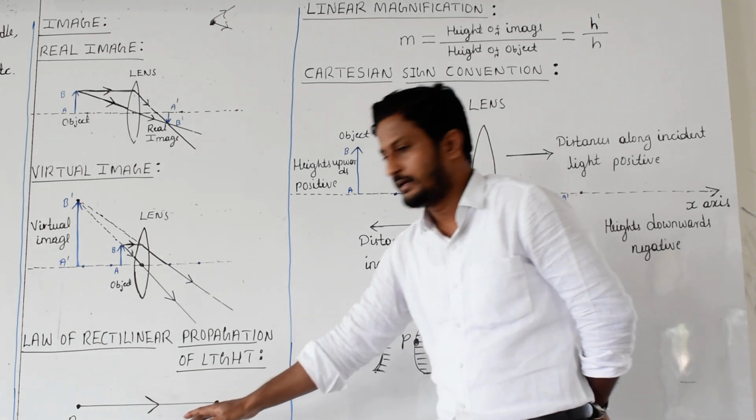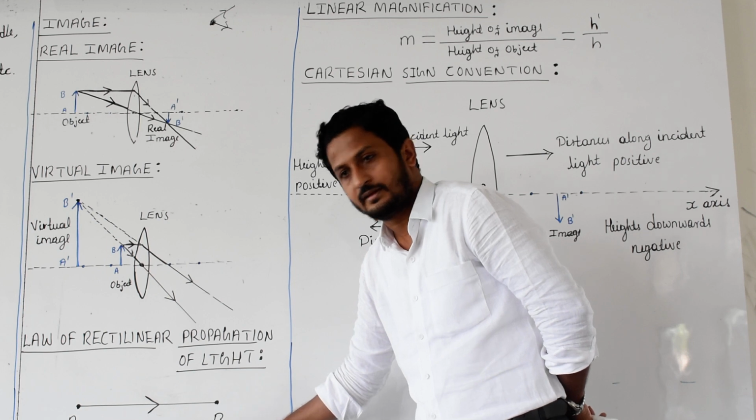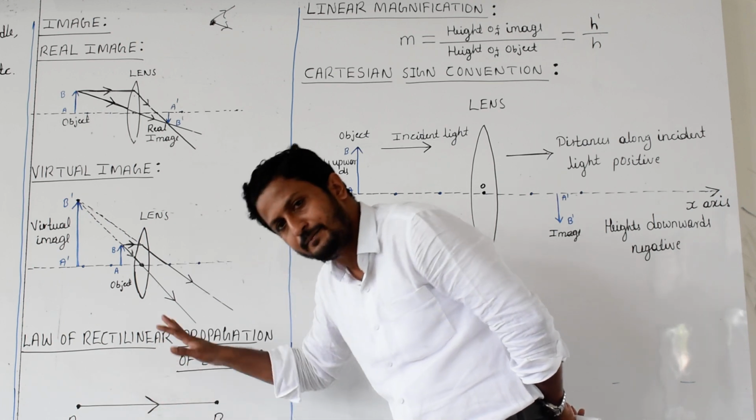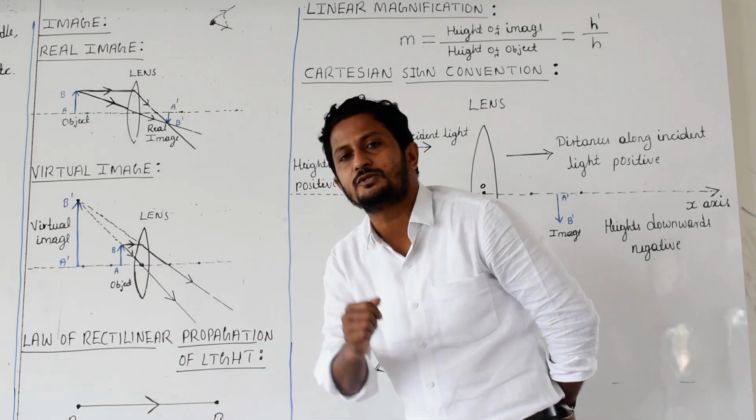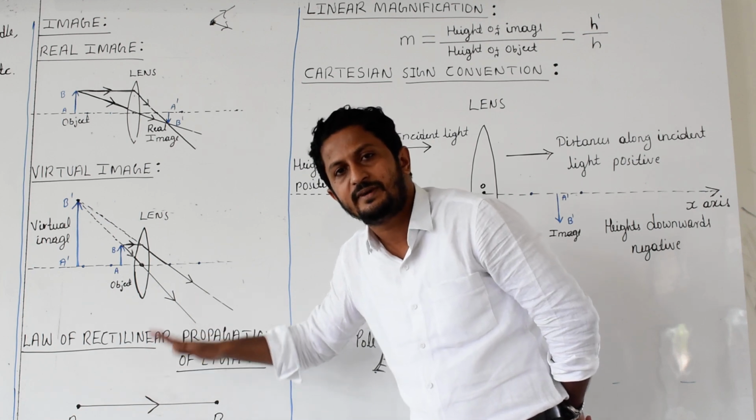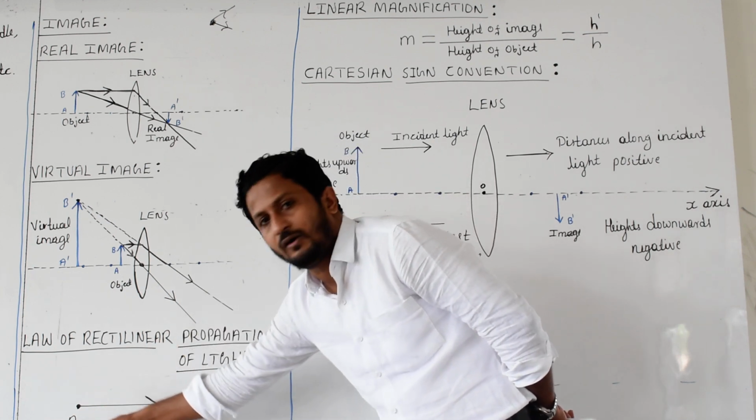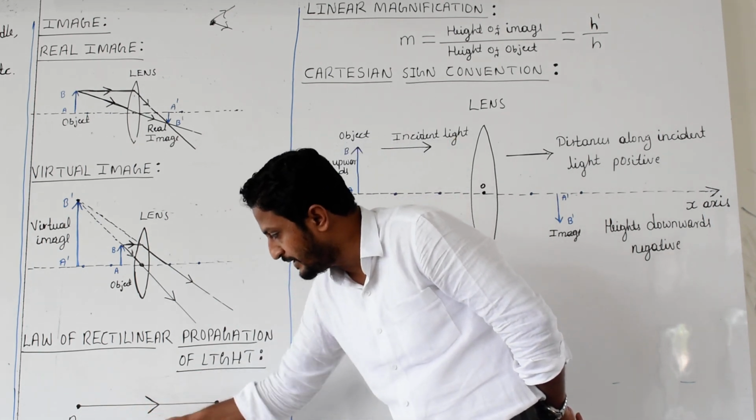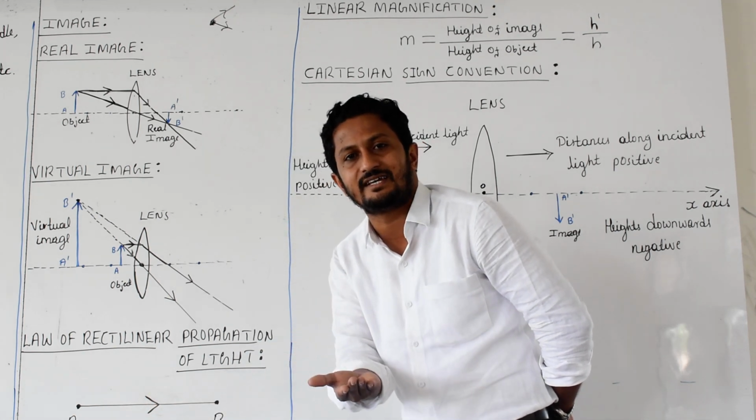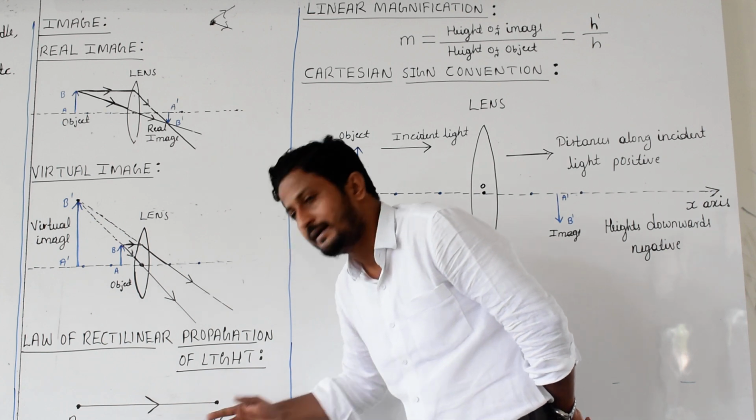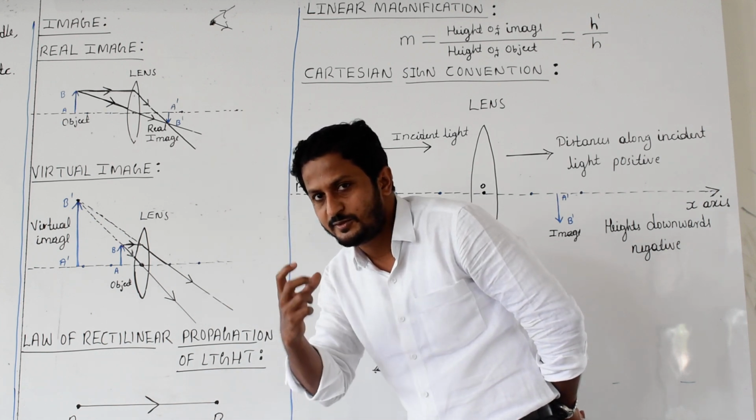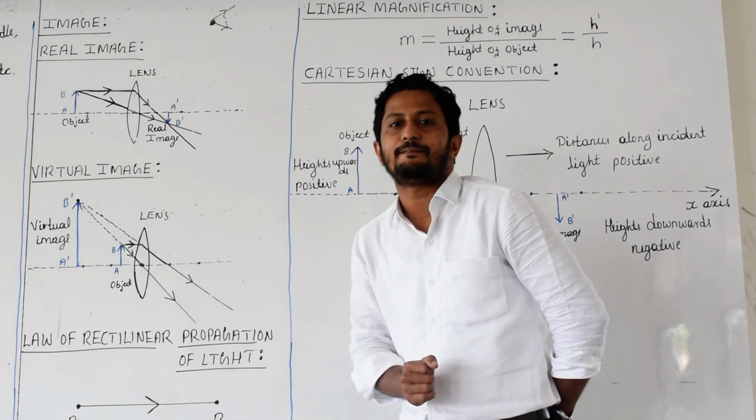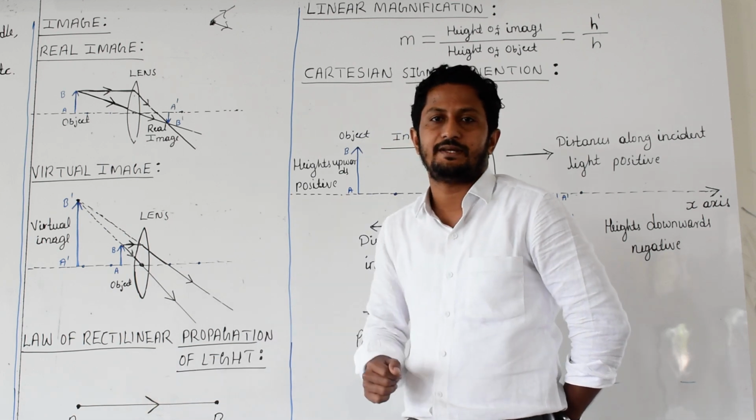Means what? Look here, light moving from A to B. From A to B, there is a medium. That medium should be homogeneous. Means that medium should have the same arrangement of molecules. From here to here, the property of that medium should remain the same. Suppose from here to here, an air medium is there. The arrangement of molecules from A to B in that air medium should remain the same. Then we call it a homogeneous medium.